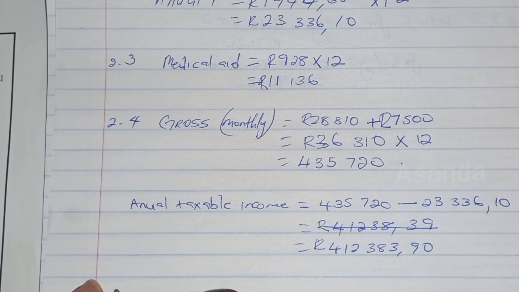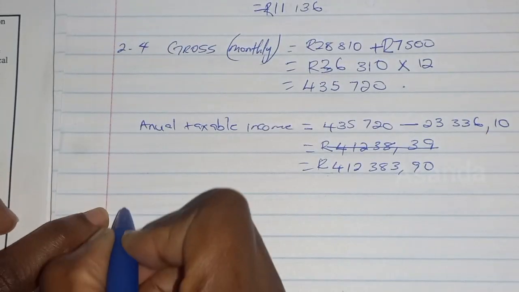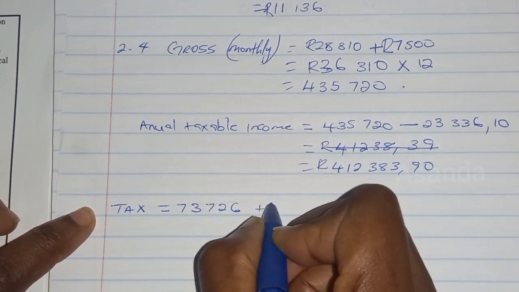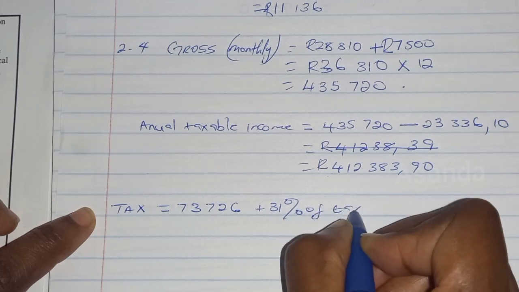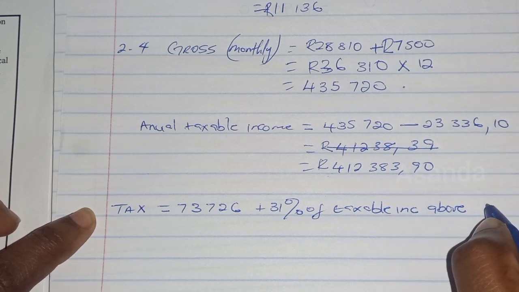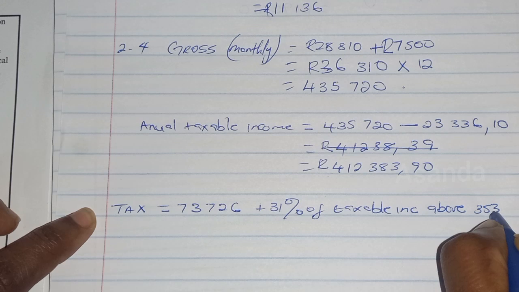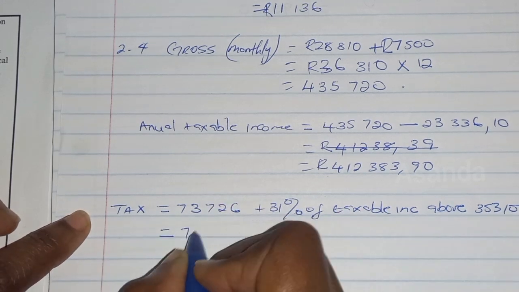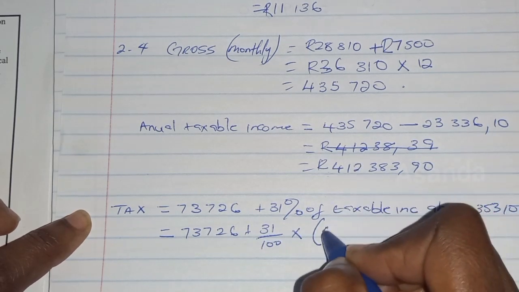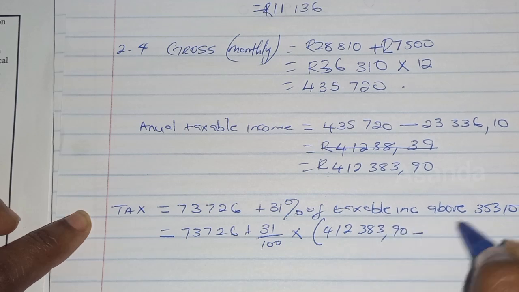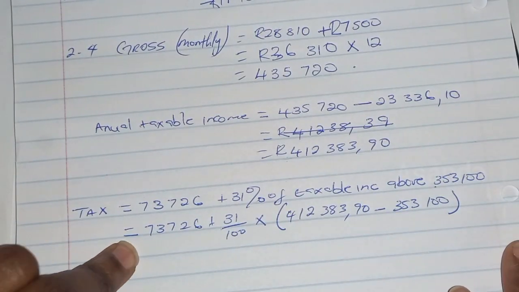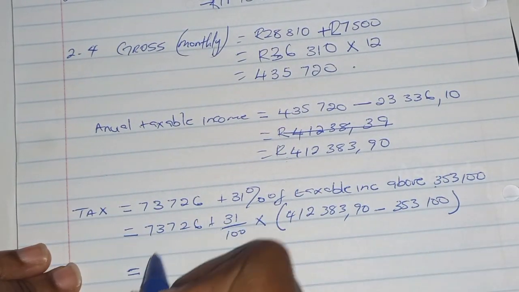I'm just going to copy down tax bracket number 3. So the next step, once you know which tax bracket it is, you just say tax and you copy down the formula, which says 73,726 plus 31% of taxable income above 353,100. Right, so 73,726 plus 31% multiplied by taxable income, 412,383.90, minus this money at the end, which is 353,100. Right, again, don't forget we do have lessons on taxable income. Okay, then the rest is just calculations.